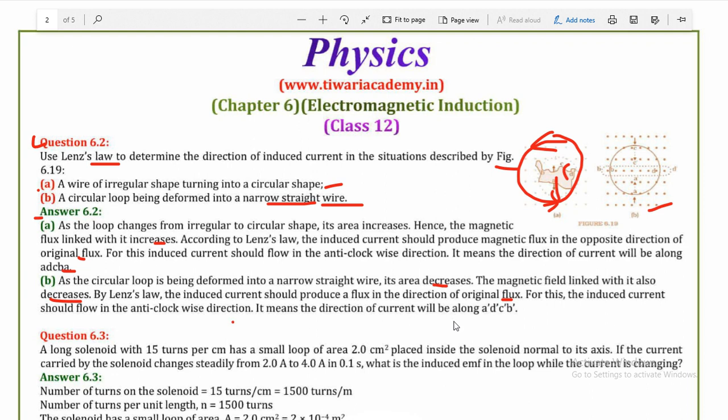It means the direction of current will be ADCB. So you can see this is the direction in this case, and because this is the direction of the induced current, it opposes the cause by which it is produced. Okay, so these are the directions of current in these two cases.